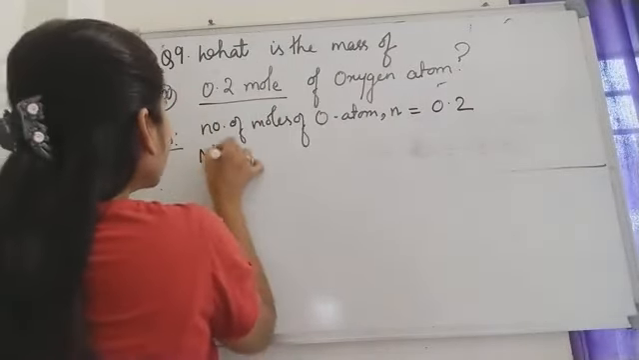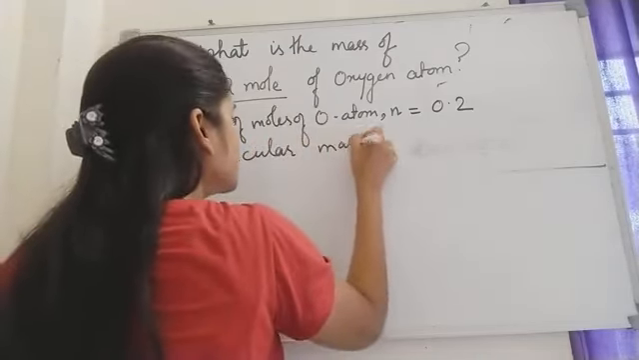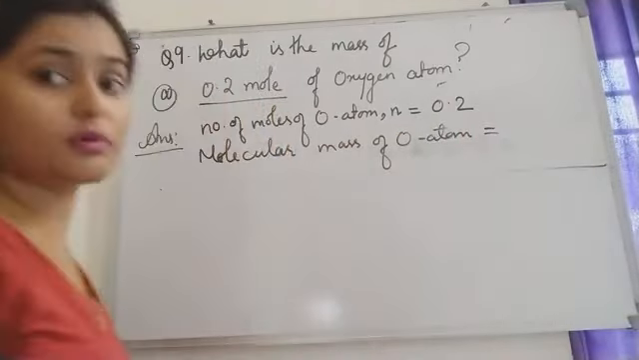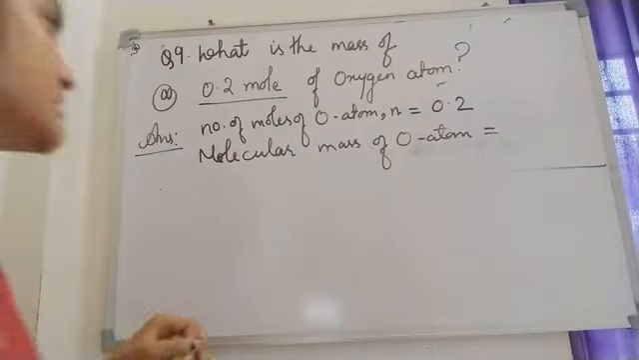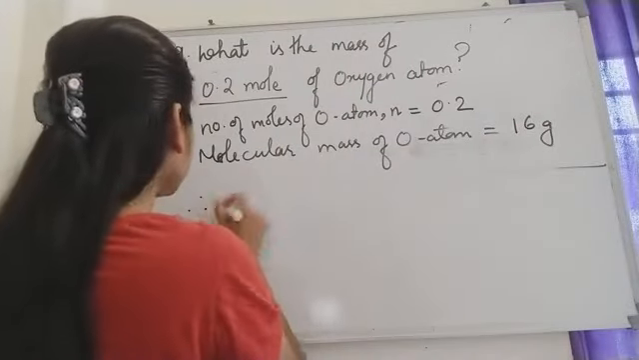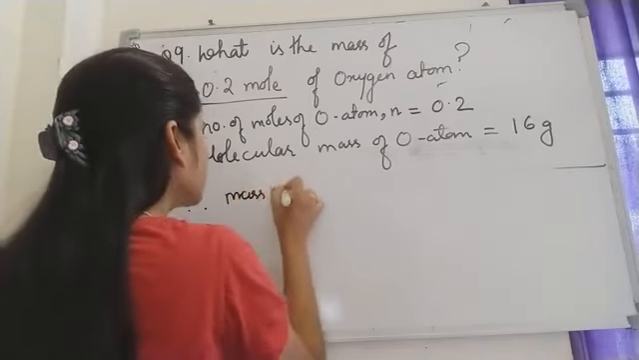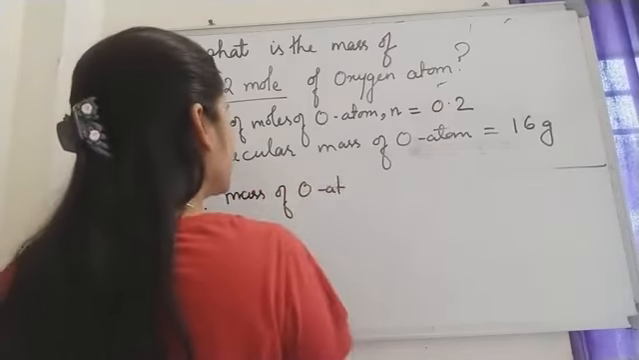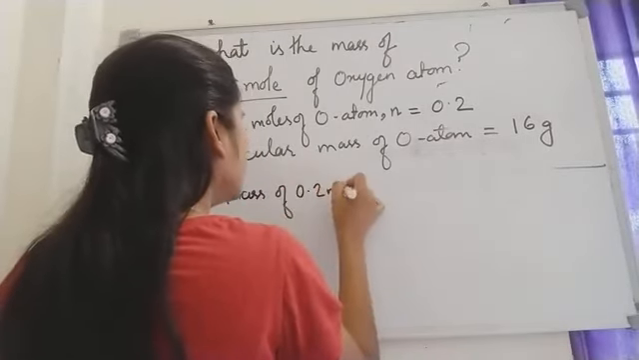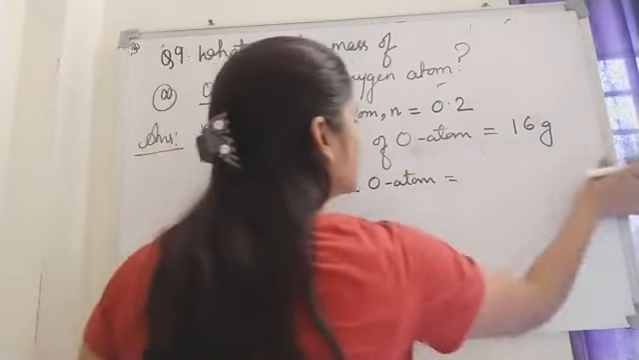Now the molecular mass of oxygen atom, it's an atom. It does not have a molecular mass, but it has an atomic mass. So atomic mass is how much? 16 grams. So therefore, the mass of 0.2 mole oxygen atom is equal to, what was it?